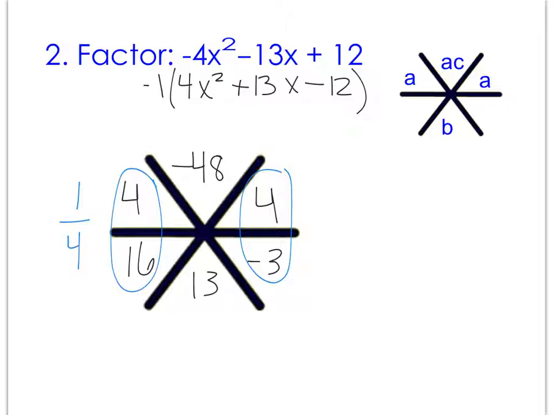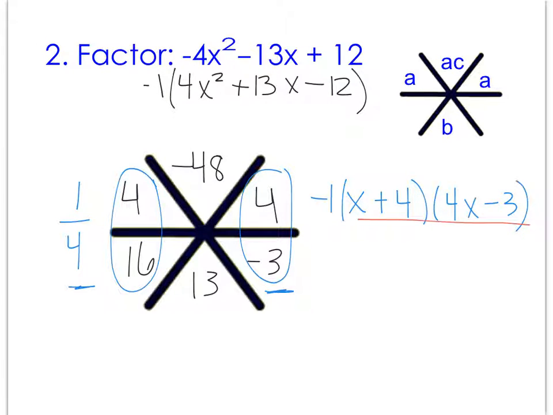So now, when I write my factors, I have my negative 1 in my answer. This first fraction over here of 1/4 turns into x plus 4. 1x plus 4, but I don't have to really write the 1, doesn't matter. And then my second fraction right here would be 4x minus 3. So this should be my answer, but let's double check it by FOILing.